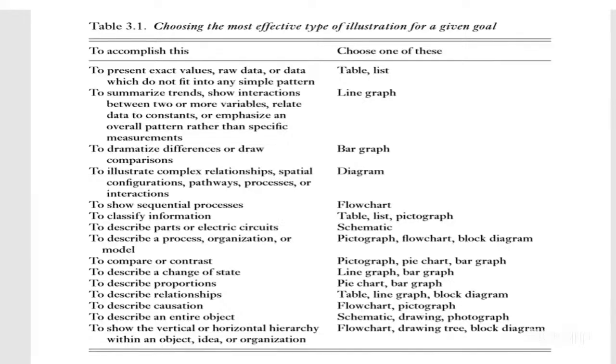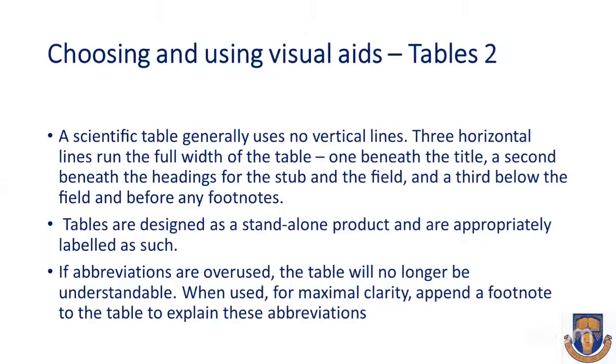If you want to show a process, a flowchart will help you, and we'll go on and discuss these one after the other. So in drawing a table, how do you draw a table? What is the appropriate way of drawing a table? The most appropriate way of drawing a table is the way the journal you are going to submit a paper to has asked you to do it.